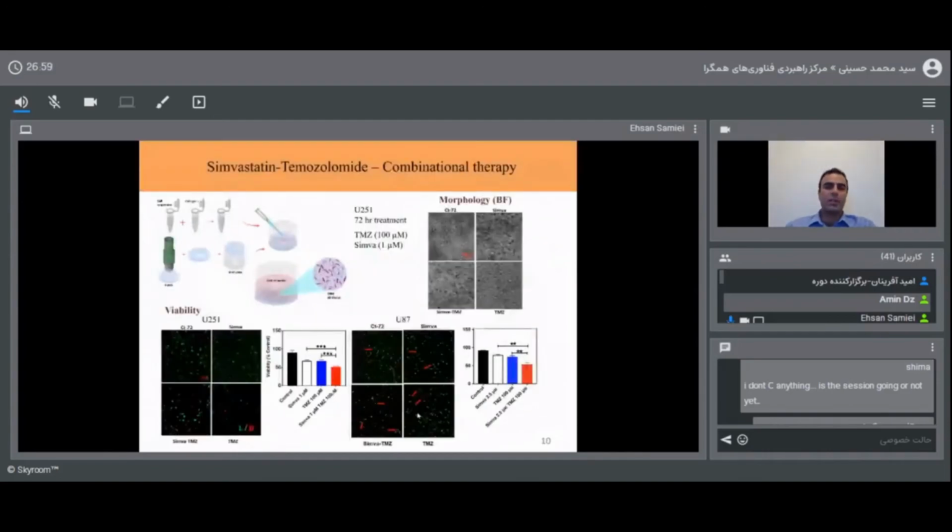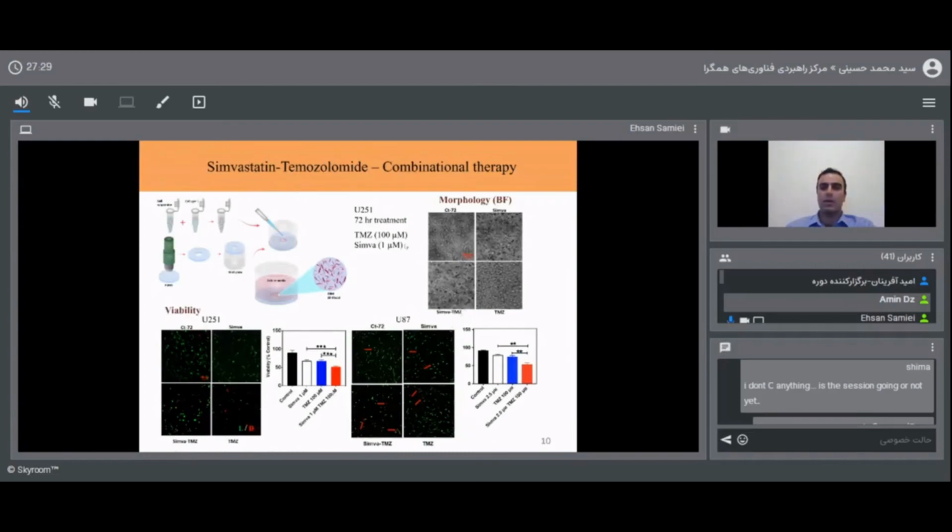In a separate study, we studied the combination therapy, simvastatin and temozolomide, with the goal of introducing simvastatin as a co-treatment therapeutic for temozolomide. This study was also performed both in 2D and 3D. The treatments were control, individual drugs, and the combination of them.